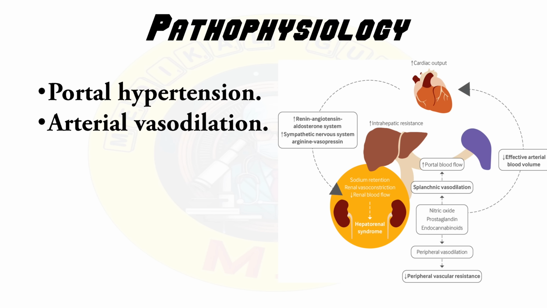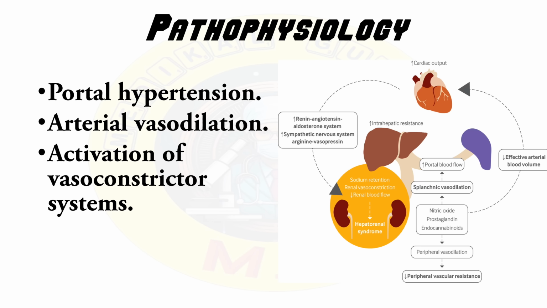Next is arterial vasodilation. Systemic vasodilation, particularly in the splanchnic circulation, is triggered by nitric oxide and other vasodilators, further exacerbating the decrease in effective circulating volume. Next is activation of vasoconstrictor systems. The renin-angiotensin-aldosterone system, that is RAAS, and sympathetic nervous system are activated in response to decreased effective circulating volume that lead to intense renal vasoconstriction.